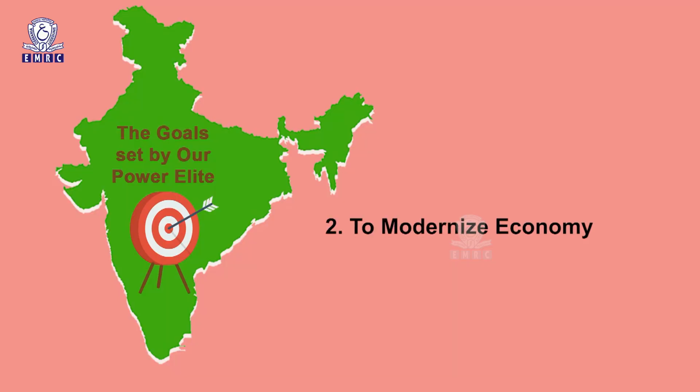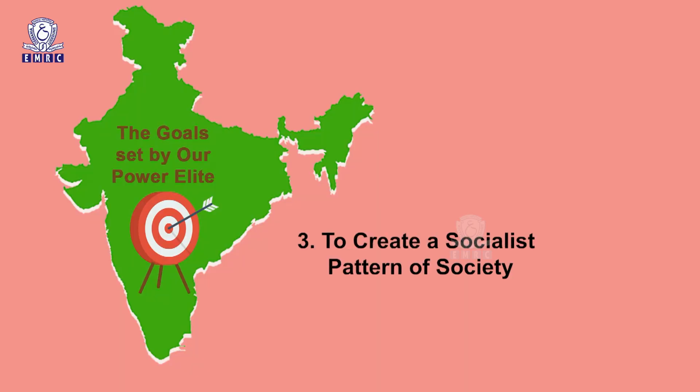2. To modernize the economy. This was necessary for raising the low per capita income, for making the country self-reliant, and for having an indigenous capital goods sector which is not dependent on foreign private capital. 3. To create a socialist pattern of society. This was necessary to restrict but not eliminate the role of private capitalists and emphasize public ownership of major industries.